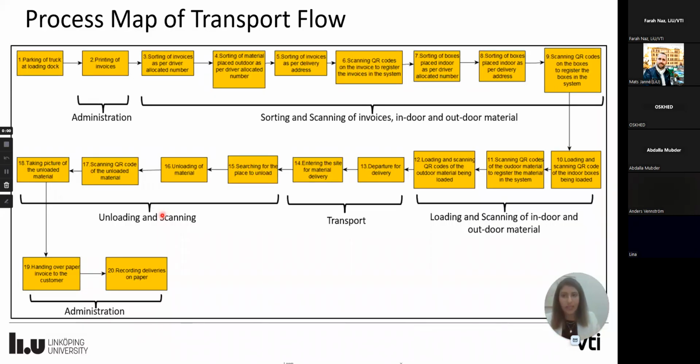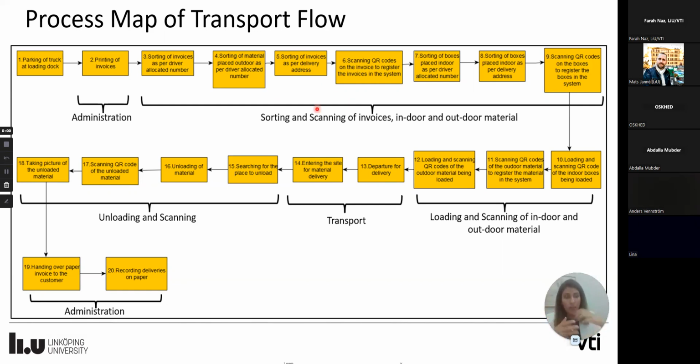Coming back to the current process map of this transport flow, we see there are a lot of activities. It starts from parking the truck at the loading dock, and then drivers come and print the invoice. As I have already shown in the picture, sorting of invoices takes place on two levels: first on driver allocated number, and then as per the delivery address. And then sorting of material takes place both outdoor and indoor, also in two steps, on the basis of driver allocated number and delivery addresses.